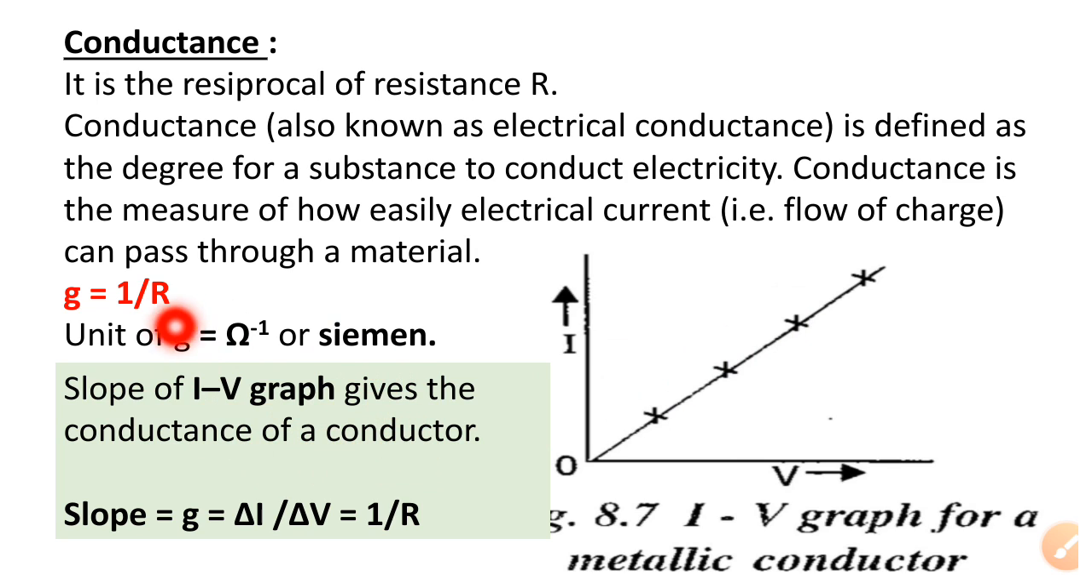I am repeating this once again. Suppose we increase the resistance for a particular wire. If the resistance increases, that means the conductor is of less conductive nature. So we will say that the conductance decreases. Correct?